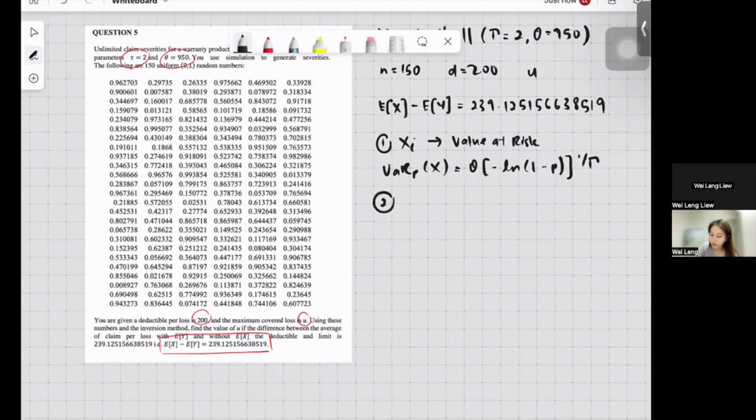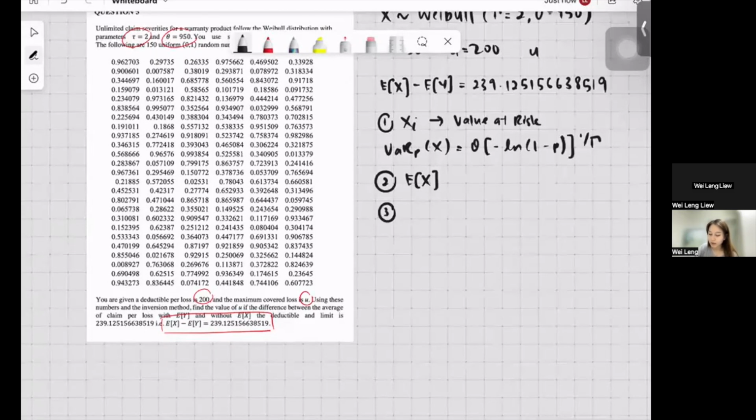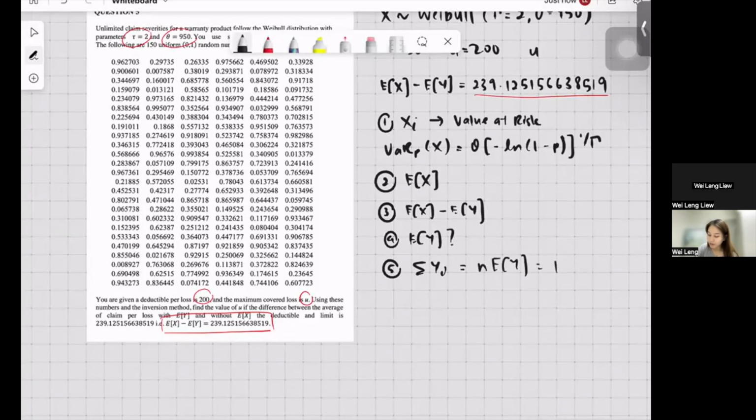Then we will find the average of the claim severities, that is our X bar. Once we find EX, we are given the clue that EX minus EY is this amount, so we can find the value of EY. From EY, we can find the summation of YI, that is, we multiply N with EY, which is 150 times EY.